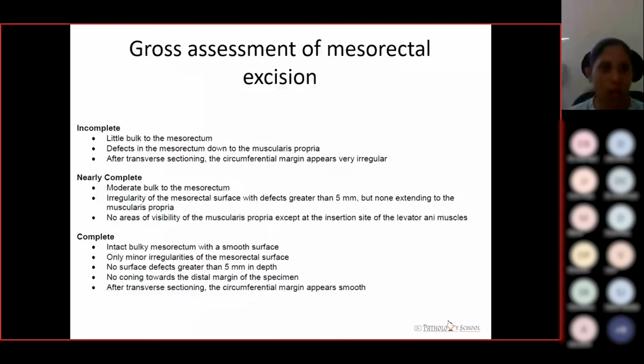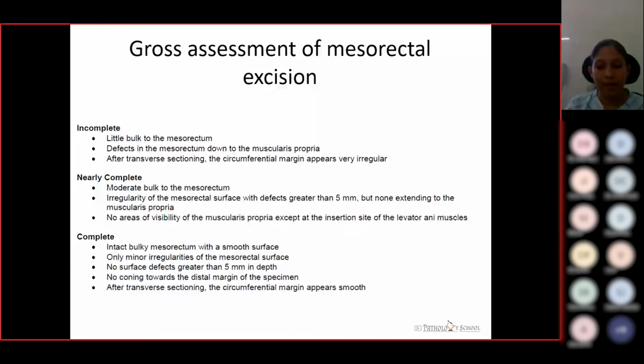This I have taken from the CAP protocol, where the assessment has to be done on gross, and one can confirm it on microscopy. What incomplete, nearly complete, and complete mean here is whether the muscularis propria has been exposed or not. If one can see the muscularis propria exposed, that means it's an incomplete mesorectal excision. If one cannot see it, if the donuts that we cut, the circumferential margin, appear smooth and the muscularis propria is covered from all sides regularly, that means it's a complete excision. And anything in between, mostly a 5 millimeter margin is considered enough, so anything in between is nearly complete or intermediate.